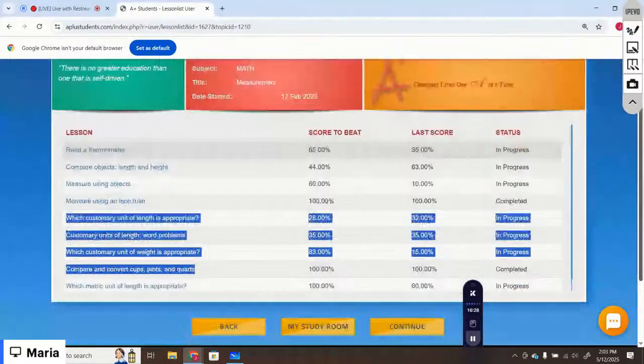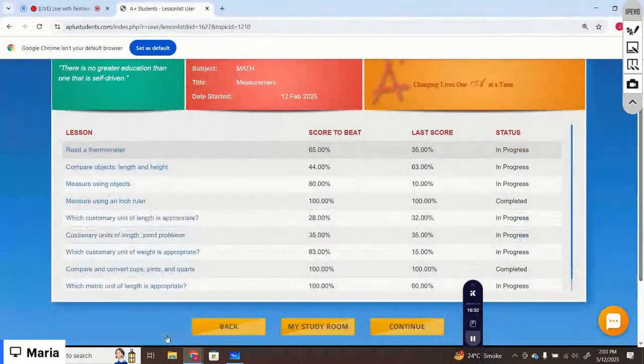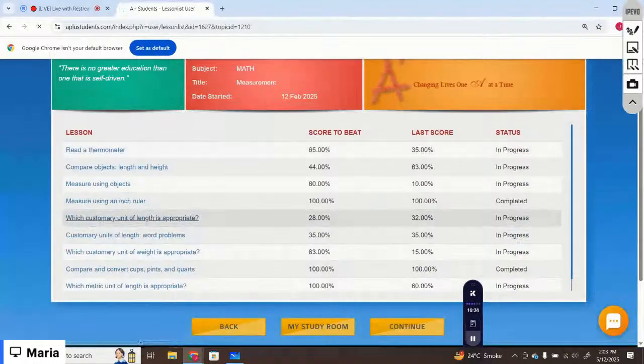Here I'm on grade one math. The chapter we're on right now is measurement. Let's just start the lesson, that is which customary unit of length is appropriate.